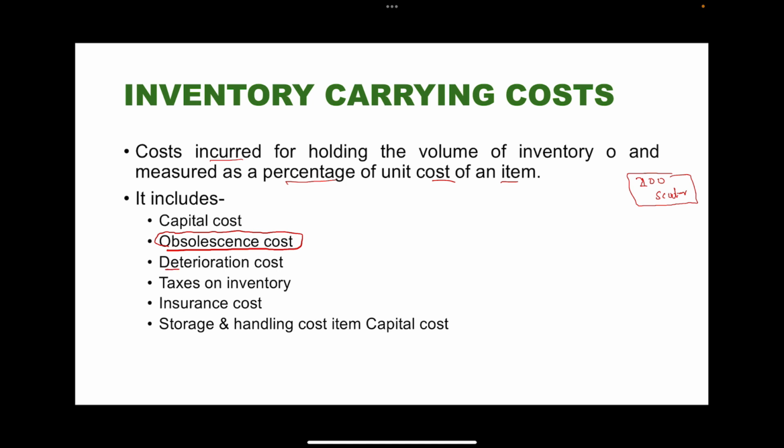And also you have the deterioration cost. If you are storing any product for a long time, it will deteriorate, so there is a cost associated with that. And you have taxes on the inventory. You need to insure this, so there's an insurance cost associated with that. And then you have the storage and handling cost, so that comes under the capital cost.